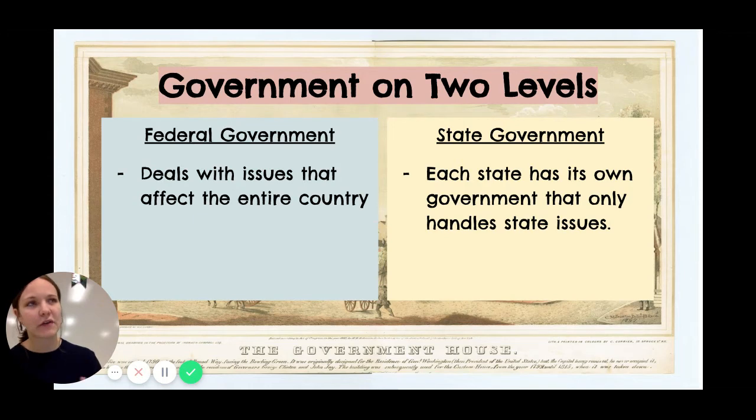Arizona has its own government. New York, Texas, Louisiana, all these different places have their own government. So again, if we're relating this to school, the states would be the teachers. So each teacher has its own government or own rules that handle their own classroom issues. So in Michigan, we have our own government, and we have a governor which runs our government.